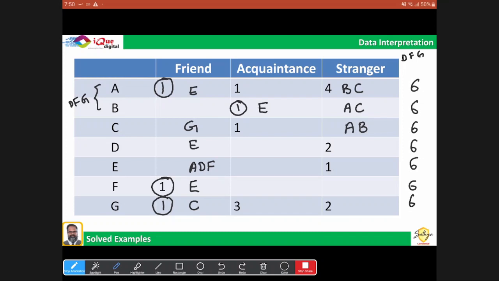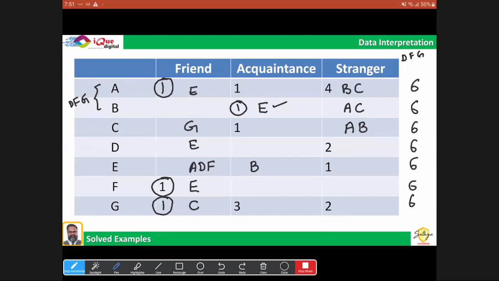In AE acquaintance, I can write B. How do I write that? Because B has E as an acquaintance, so E will have B as an acquaintance, correct? Right? Because I have to reciprocate. So if B has E as an acquaintance, then E has B as an acquaintance. What else can I do?